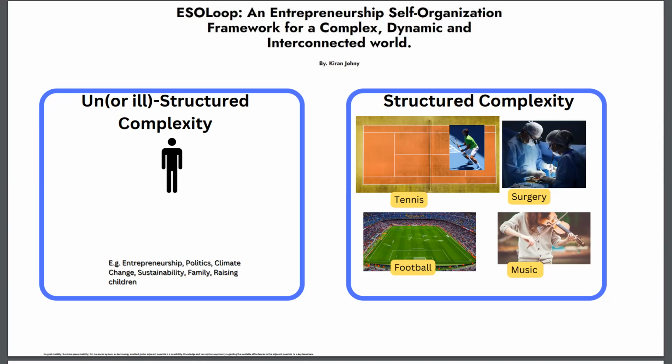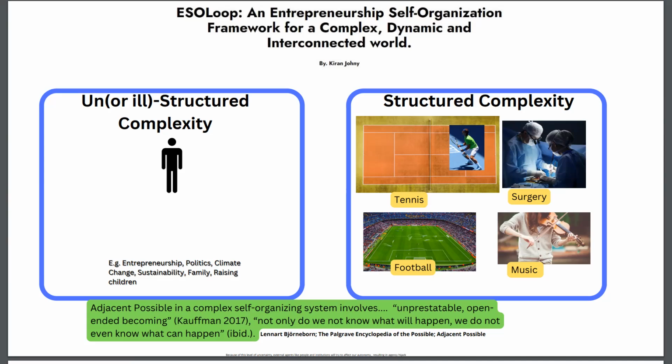Further, entrepreneurship is a social system. So technology-enabled global adjacent possible is a possibility. Knowledge and perception asymmetry regarding the available affordances in the adjacent possible is a key issue in the case of the domain of entrepreneurship. We already discussed the idea of adjacent possible. It is important to understand that adjacent possible in a complex self-organizing system involves unprestatable, open-ended becoming. So we cannot predict what is going to happen next.